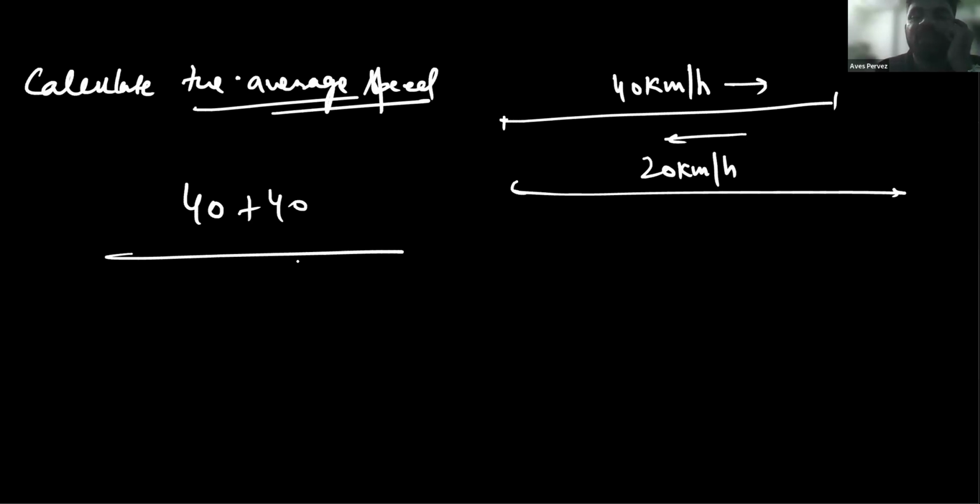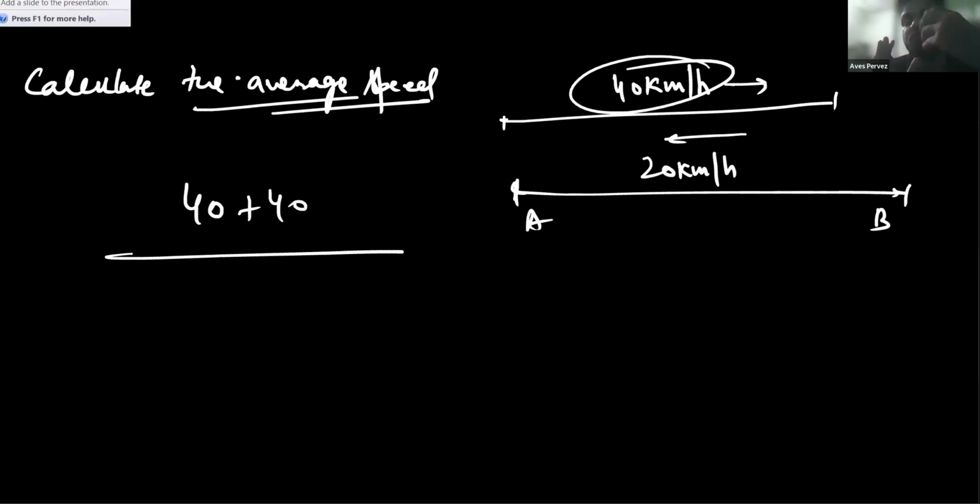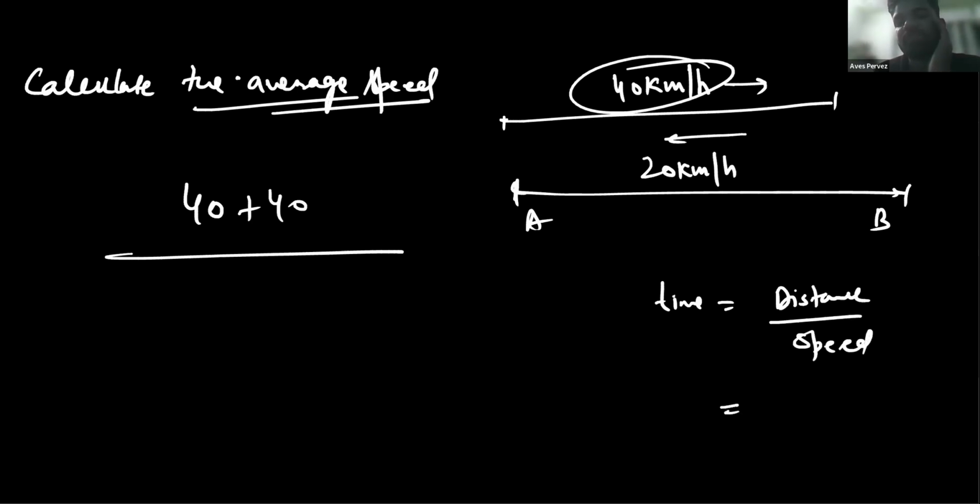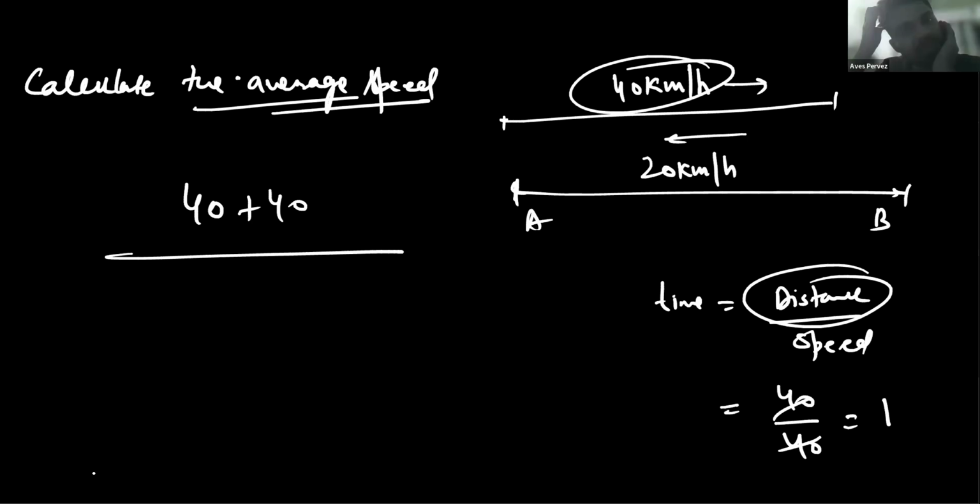And if an object is moving from A to B with a speed of 40 kilometers per hour and the distance is 40, what time will it take? If an object travels 40 kilometers with a speed of 40 kilometers per hour, how much time will it take? You know time is equal to distance upon speed. Distance we assumed is 40, and speed is also 40. When you cut it you will get 1 hour. It takes 1 hour to go.